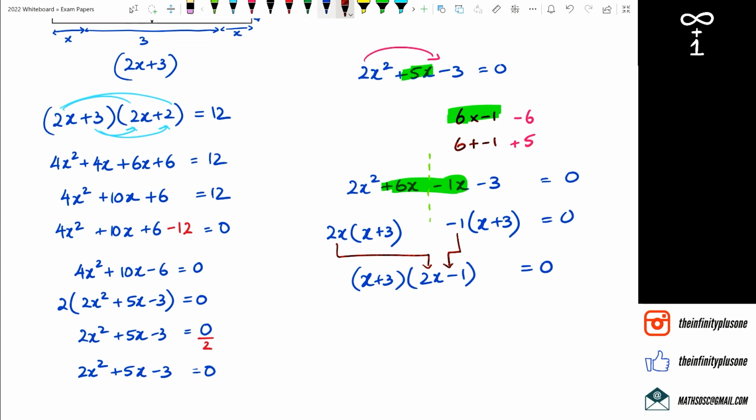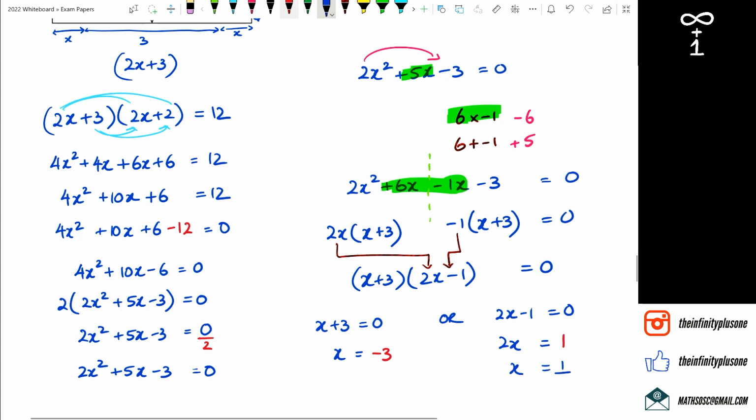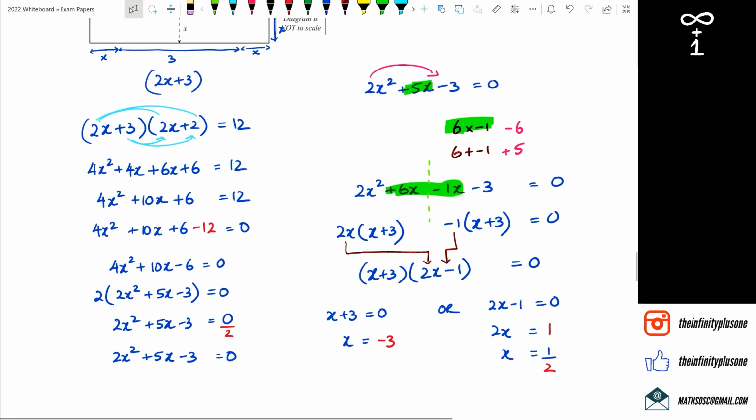So now we've got to solve this. We've got x plus 3 equals 0, or we've got 2x minus 1 equals 0. In this case, I've got x equals minus 3. And in the second case, I've got 2x is equal to negative 1. Switching over will become positive 1. And then x is equal to 1 divided by 2. So now we've actually got two answers here. We've got x is equal to negative 3 or 0.5.